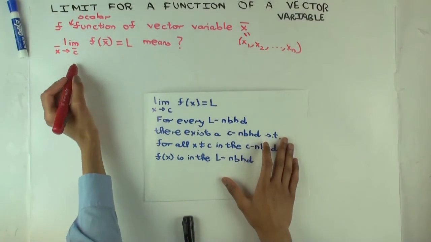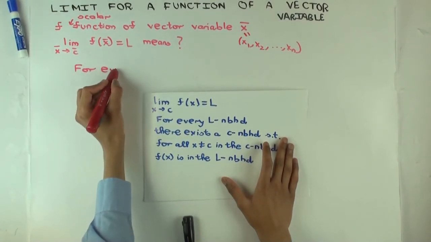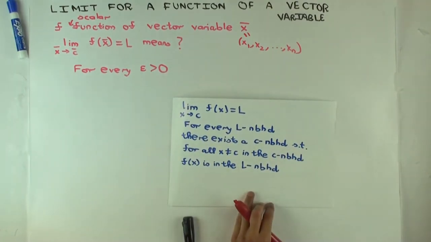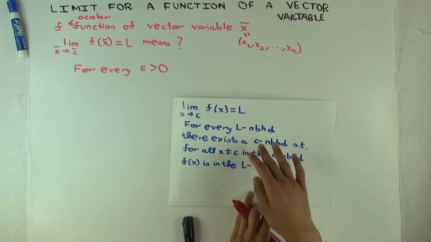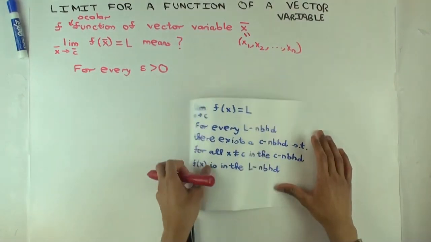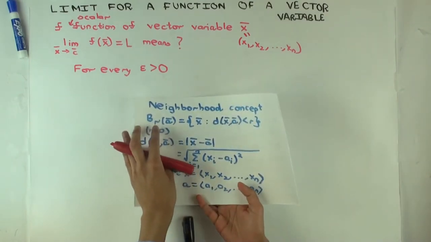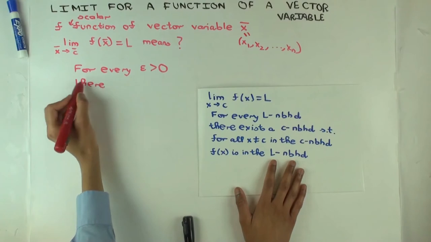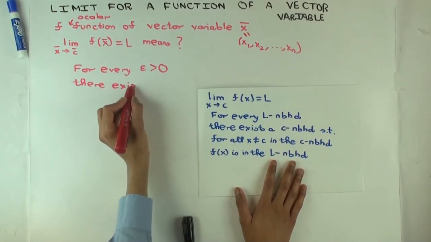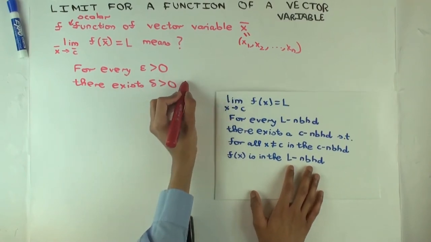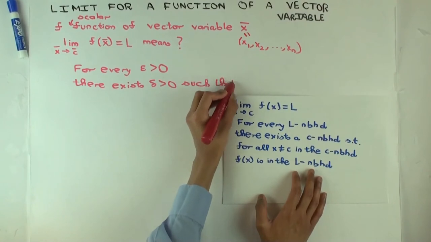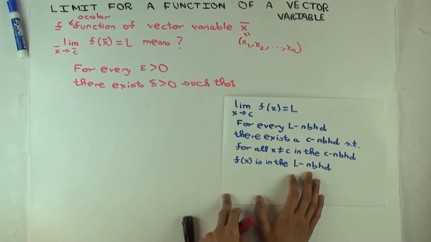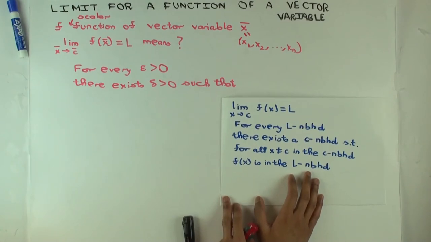So, here's the definition. For every epsilon greater than 0, what next? You need to specify a neighborhood of c, where c is a vector, and to specify a neighborhood of c, you need to specify a radius. We'll use the same letter as you do for single variables, so there exists a, what letter should we use? Epsilon? No, that epsilon's already used. So delta. Sorry. Delta greater than 0. I could use any letter. I'm just trying to use the same letters which you're probably familiar with from the single variable notation, because the idea is exactly the same. So there exists a delta greater than 0 such that, now what comes next?